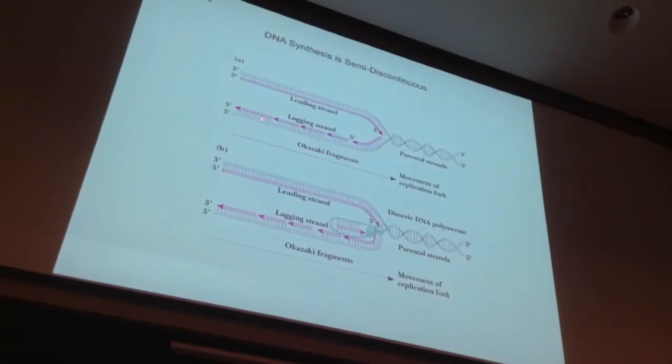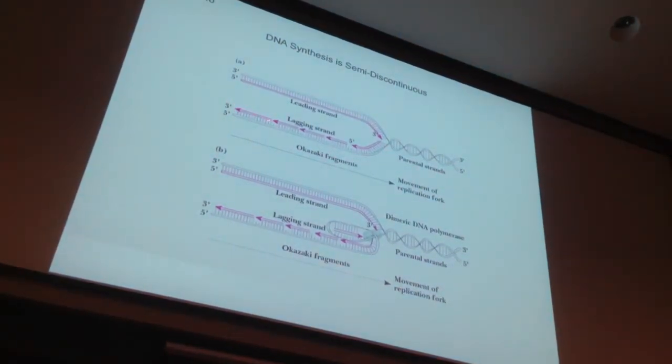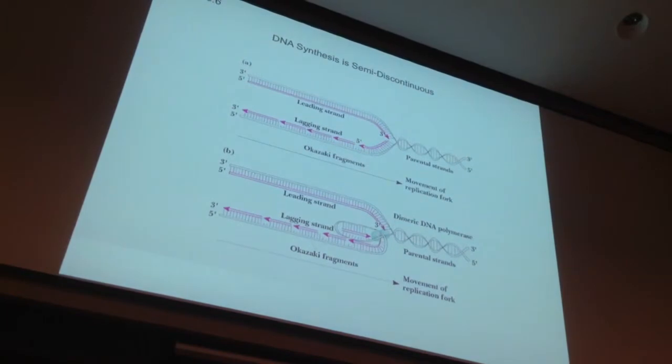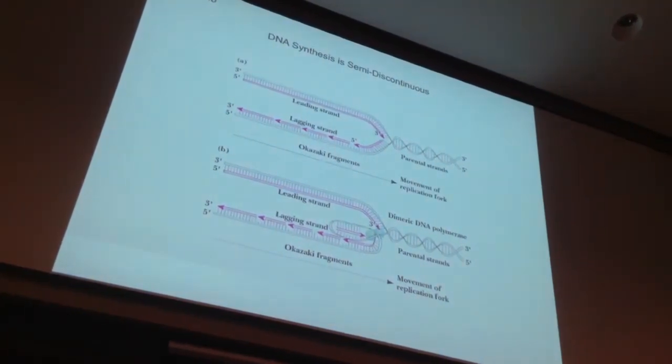On the other hand, the other template strand is 5 to 3, which means that these new DNAs are 3 to 5, right? And parallel, but DNA synthesis always goes in the 5' to 3' direction, so that's why these arrows are in this direction. You see those going in that direction.